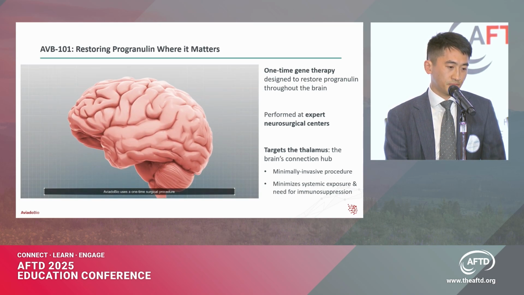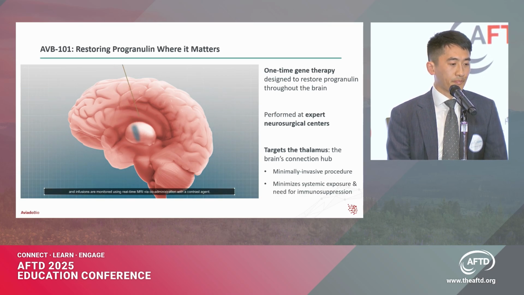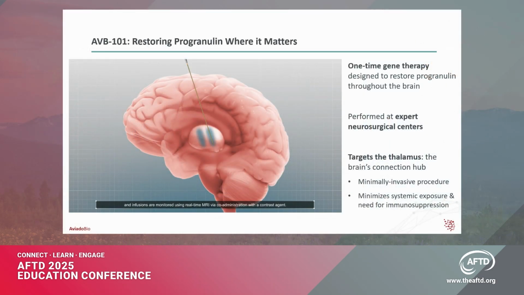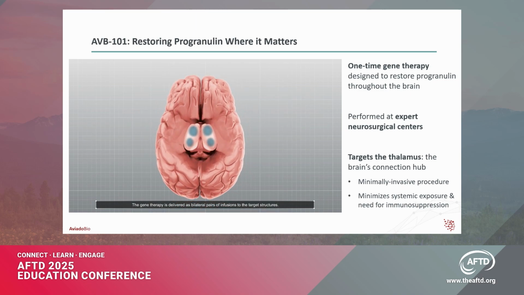AviadoBio uses a one-time surgical procedure to deliver gene therapy directly to the region of the brain called the thalamus. Cannulae with very small tip diameters are directed into the thalamus of the brain, and infusions are monitored using real-time MRI via co-administration with a contrast agent. The gene therapy is delivered as bilateral pairs of infusions to the target structures.